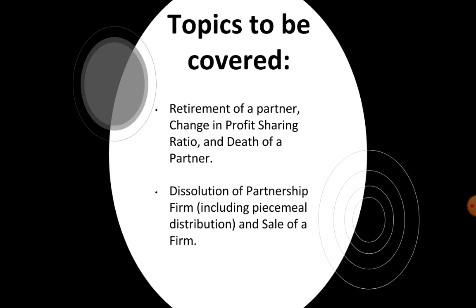So under Unit 5, these are the topics which we're going to be covering: retirement of a partner, under retirement of a partner, change in the profit sharing ratio, and then we're going to talk about the death of a partner. And then after those two, we're going to talk about dissolution of the partnership firm. And under dissolution of partnership firm, we're also going to be dealing with piecemeal distribution. And finally, we're going to talk about the sale of the firm.